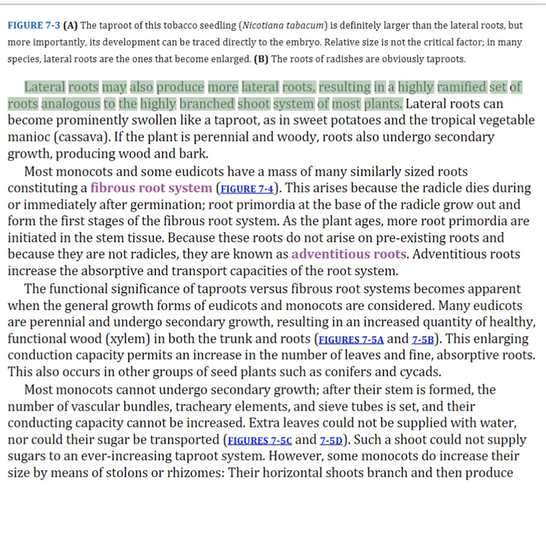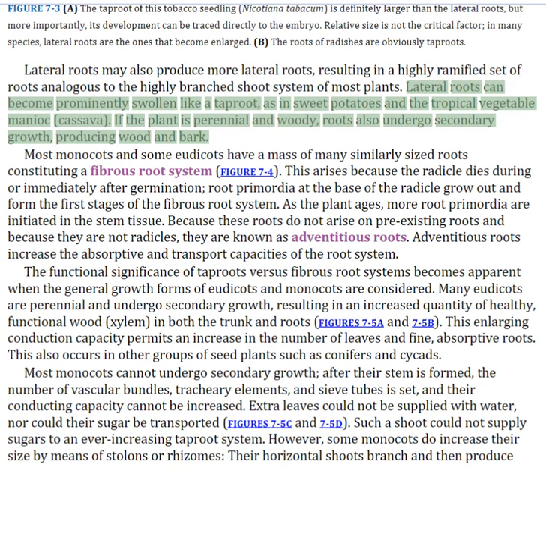Lateral roots may also produce more lateral roots, resulting in a highly ramified set of roots analogous to the highly branched shoot system of most plants. Lateral roots can become prominently swollen like a taproot, as in sweet potatoes and the tropical vegetable manioc. If the plant is perennial and woody, roots also undergo secondary growth, producing wood and bark.